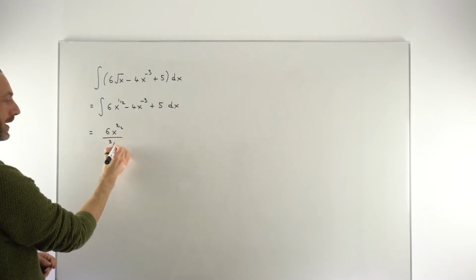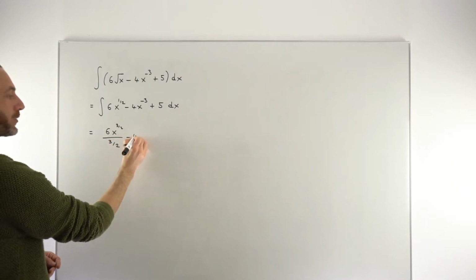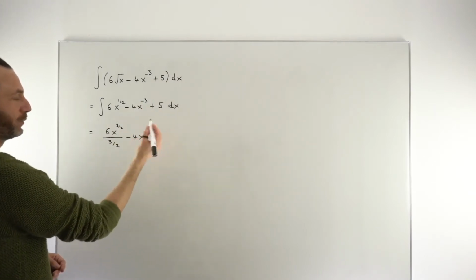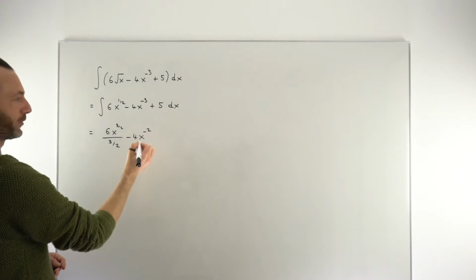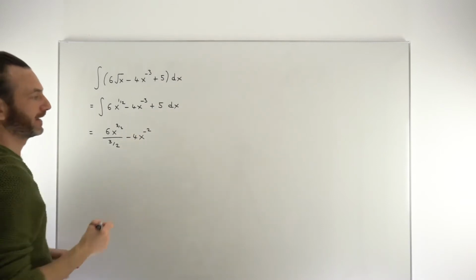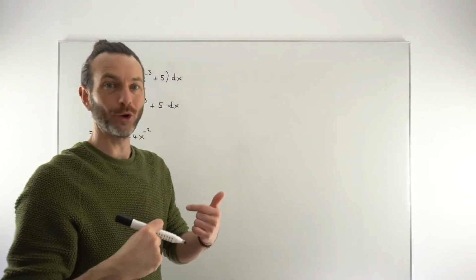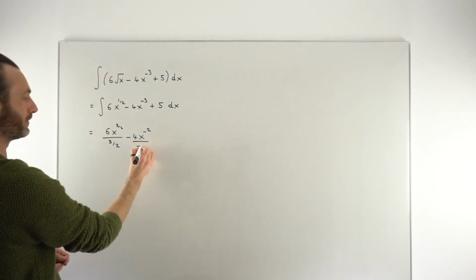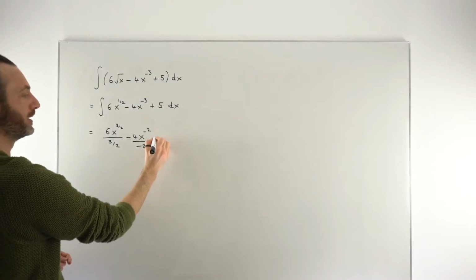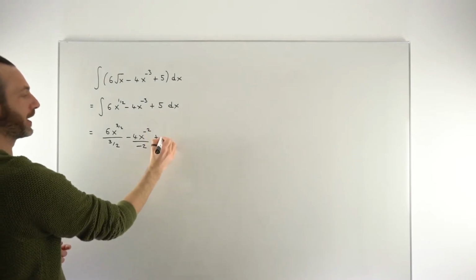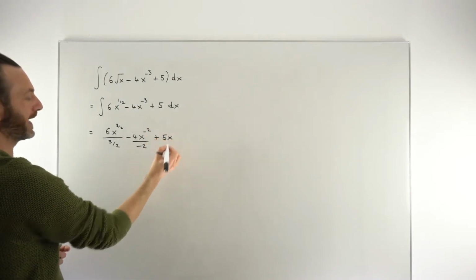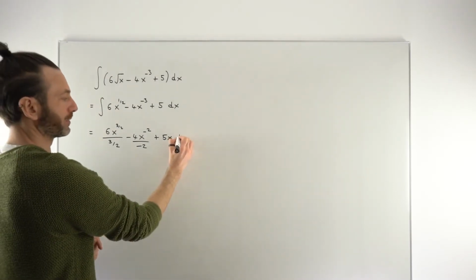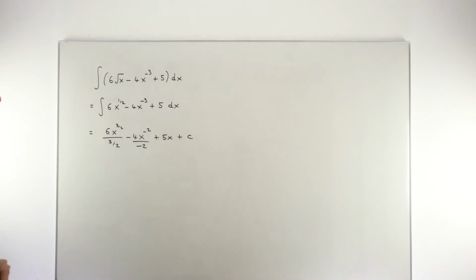So dividing by 3/2. Next term, be careful because with the minus 3 power, you're adding 1 to that power, so that goes up to a minus 2. It's very tempting to make that a minus 4, but that would be taking 1 off the power. We're adding 1 to the power. Once you've got your new power, we're just dividing by that, so over minus 2. Constants like a 5 integrate, remember, to 5x. And because this is an indefinite integral, we need to put our plus c, constant of integration, on the end.